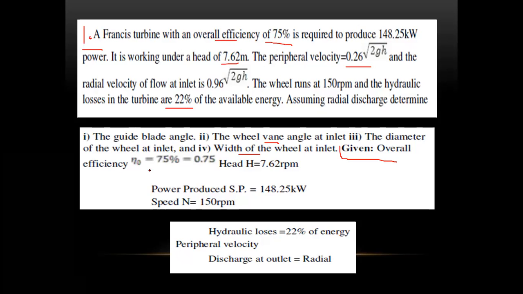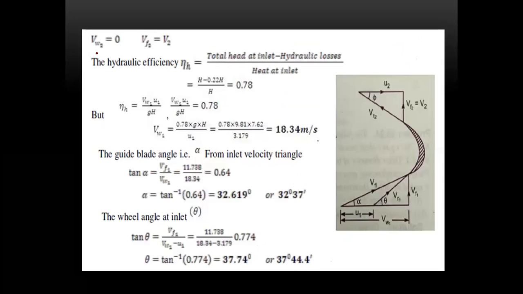Therefore, what is the given data? The overall efficiency is equal to 75%, that is 0.75. H is equals to 7.62. The power produced is equal to 148. Now, what is the speed here? The speed is equal to 150 RPM. Now, the head loss is equals to 22% of energy. The discharge at the outlet is radial discharge. How does the discharge happen? It happens radially. Since it is radial, Vw2 is equal to 0, Vf2 is equals to V2.